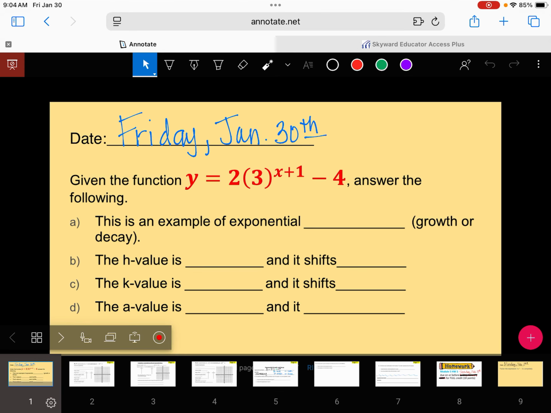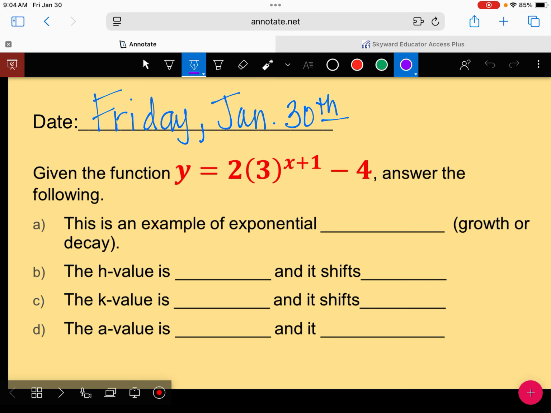Today we talked about exponential functions. Remember, this number is A, this is B, this is H, and this is K. H is always flipped. So H is not a plus 1. H would be a minus 1. K would be a minus 4. A would be a positive 2.